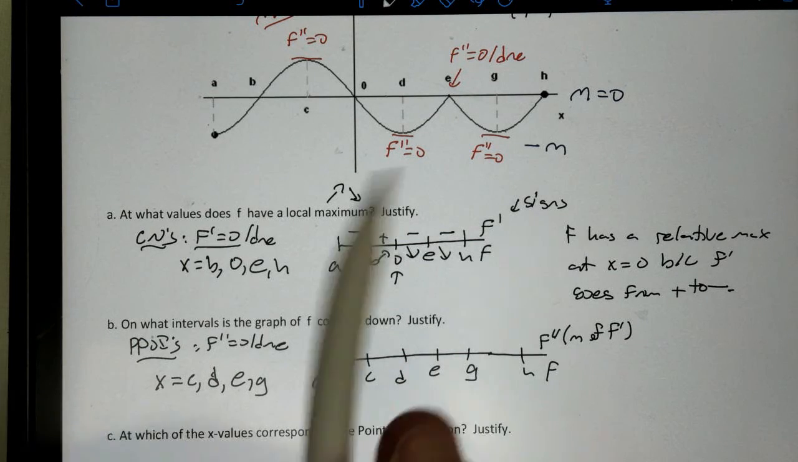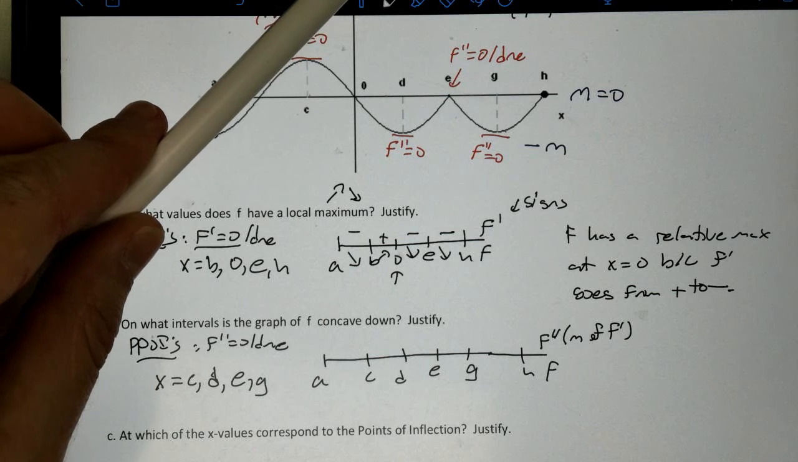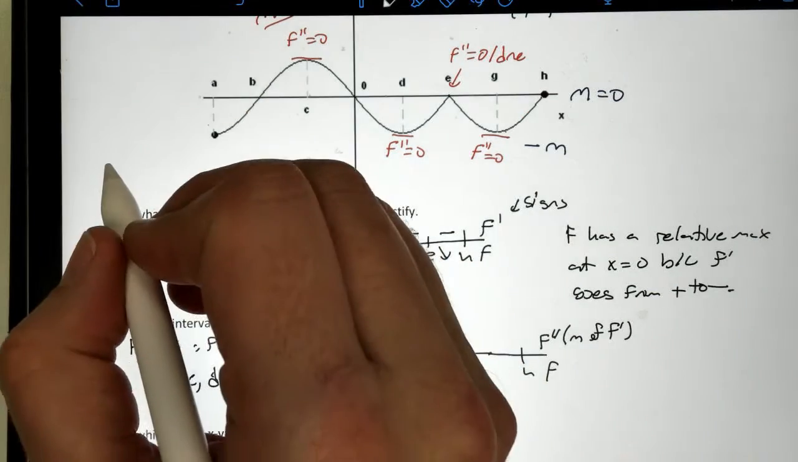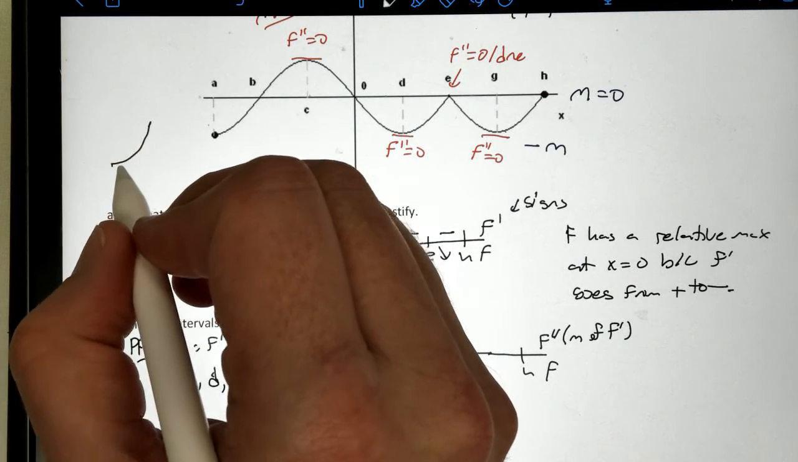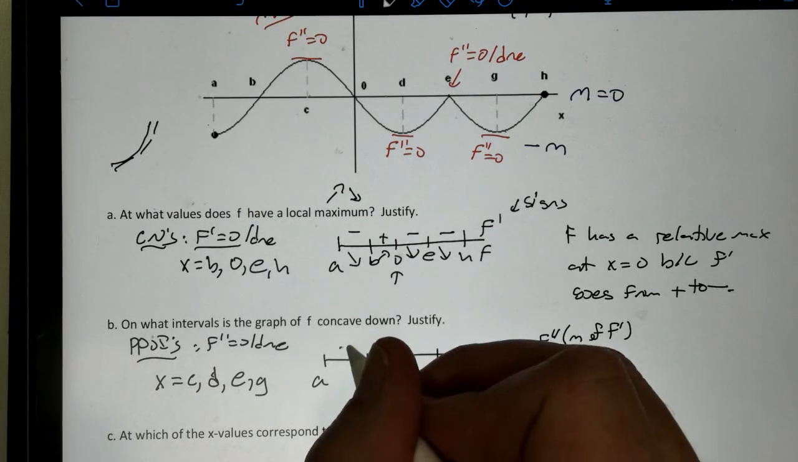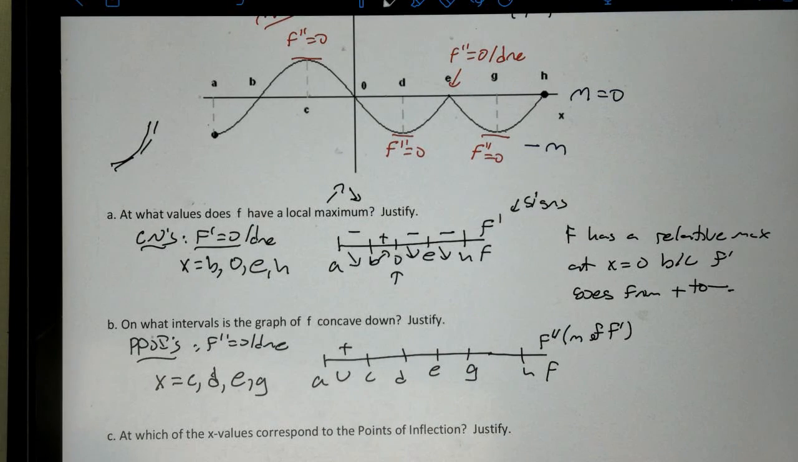So between A and C, my slope is positive. That tells me that my derivative is increasing. It tells me that my slopes are increasing. So if my slopes are increasing, I'm getting steeper as we go along, and that's the definition of concave up. So between A and C, that's going to be concave up.